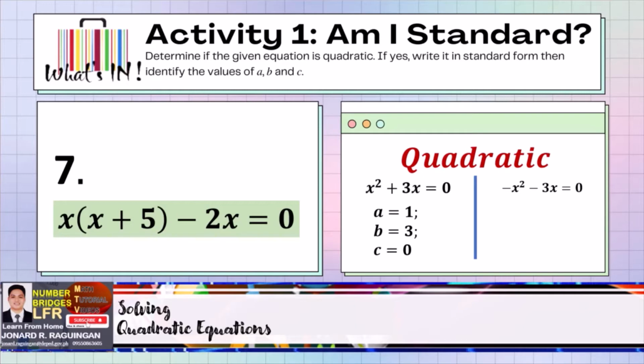Here, the values of a, b, and c are as follows. A is equal to negative 1, b is equal to negative 3, c is equal to 0.